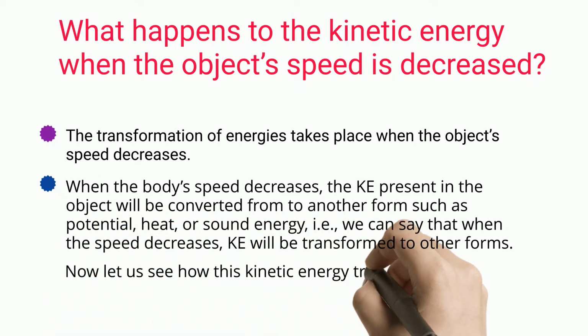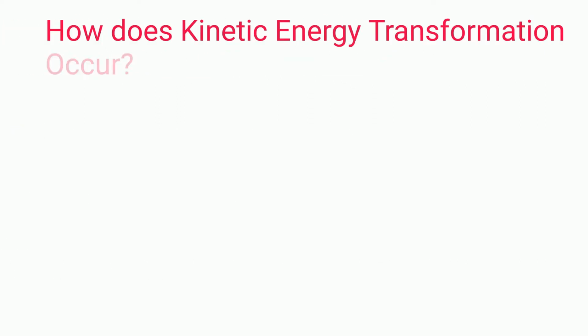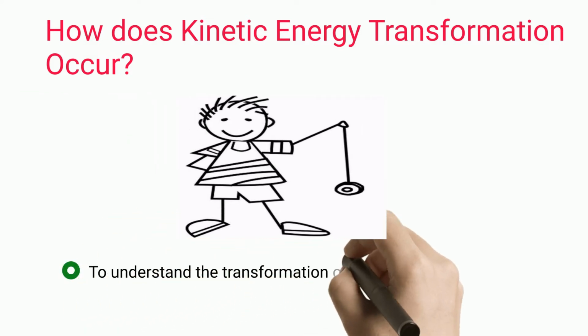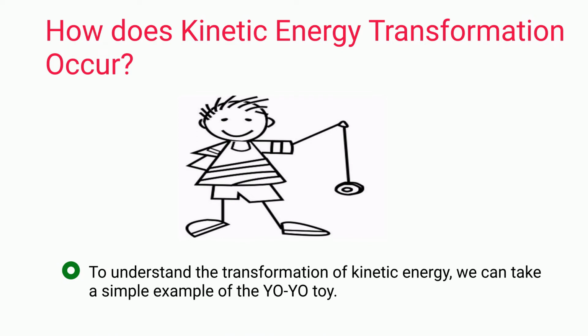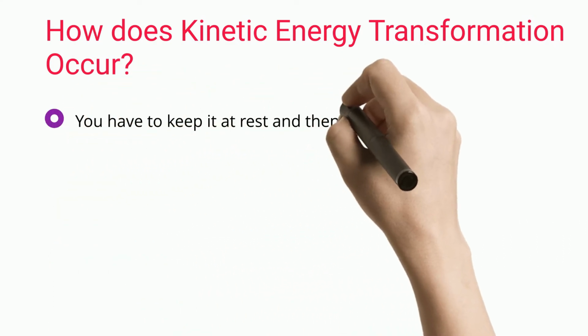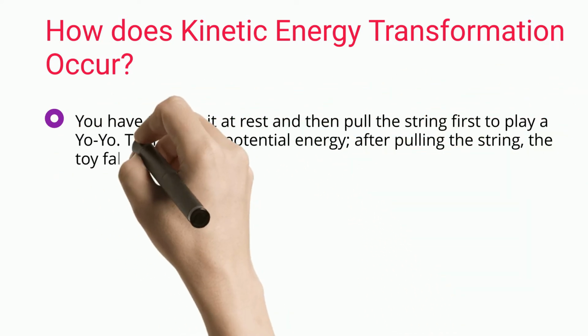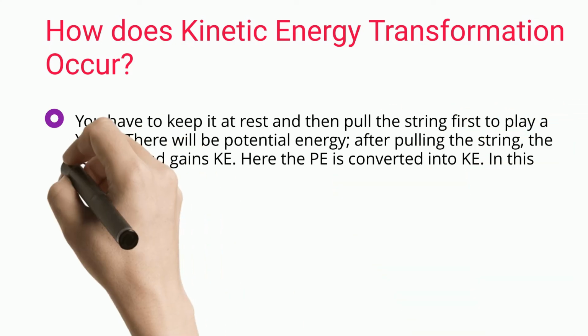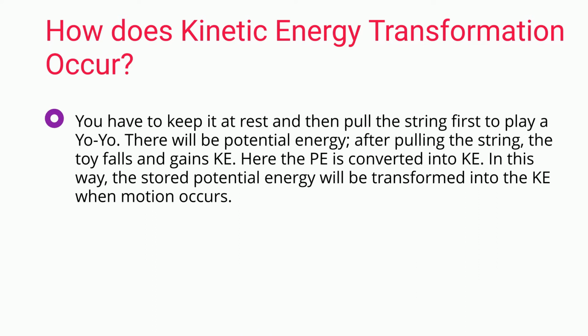Now let us see how this kinetic energy transformation occurs. How does kinetic energy transformation occur? To understand the transformation of kinetic energy, we can take a simple example of the yo-yo toy. To play a yo-yo, you have to keep it at rest, and then pull the string first. There will be potential energy. After pulling the string, the toy falls and gains KE. Here the PE is converted into KE. In this way, the stored potential energy will be transformed into the KE when motion occurs.